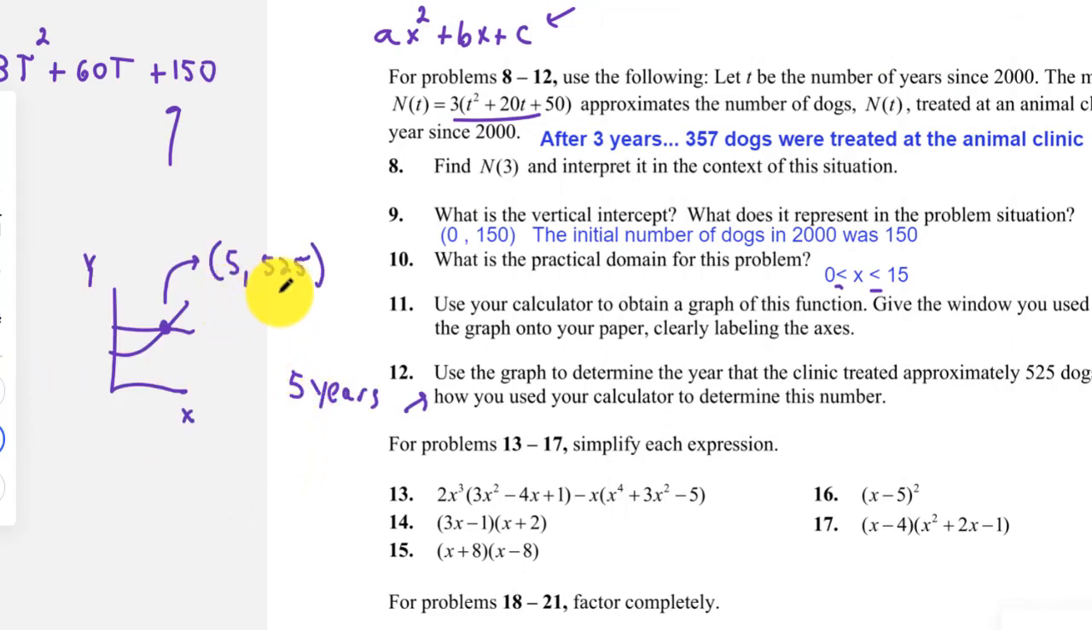Right? So as an ordered pair, it'd be 5, comma 525. If you're taking a test and you're writing this on paper, your teacher would want to see your method. So this is my method, me graphing. So I'm including a sketch of the graph.